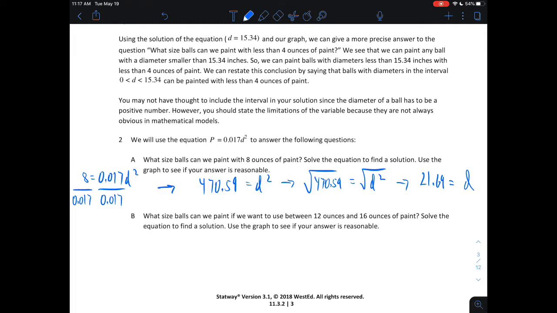So if we want to paint with 8 ounces of paint, we want to think of all of the diameters that would work. So we can say diameters less than 21.69 inches.